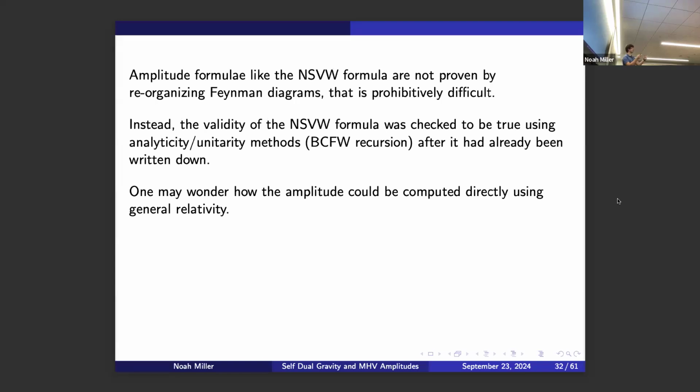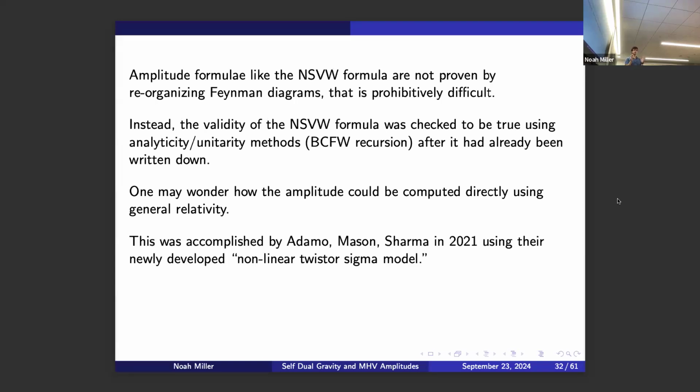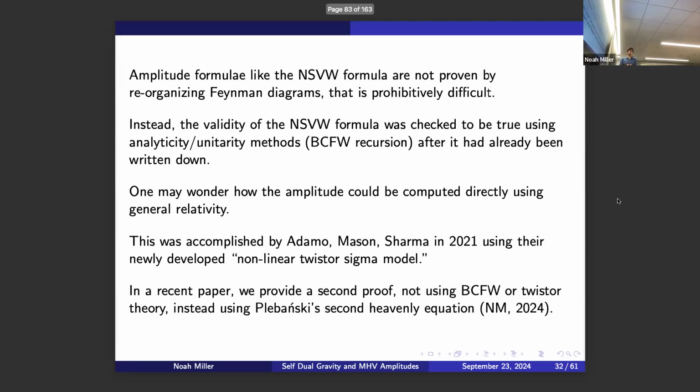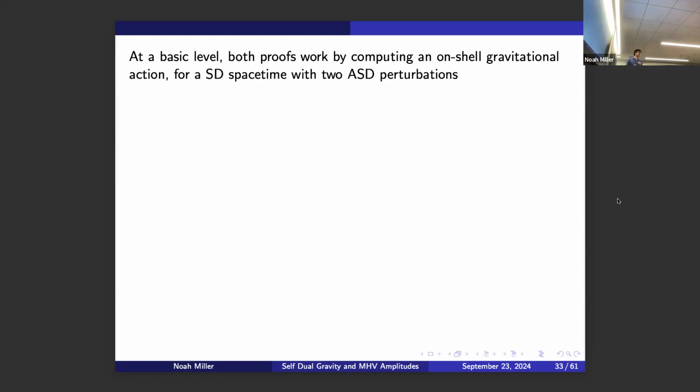But one might wonder, can you compute this amplitude explicitly? Not guessing it's true and then checking, just using general relativity. And this was accomplished in 2021 by Adamo, Mason, and Sharma, using twistor theory, using their nonlinear twistor sigma model, which they used to compute this amplitude without BCFW. And in this paper, we write a second proof, which doesn't use BCFW or twistor theory, just uses Plebanski's second heavenly equation.